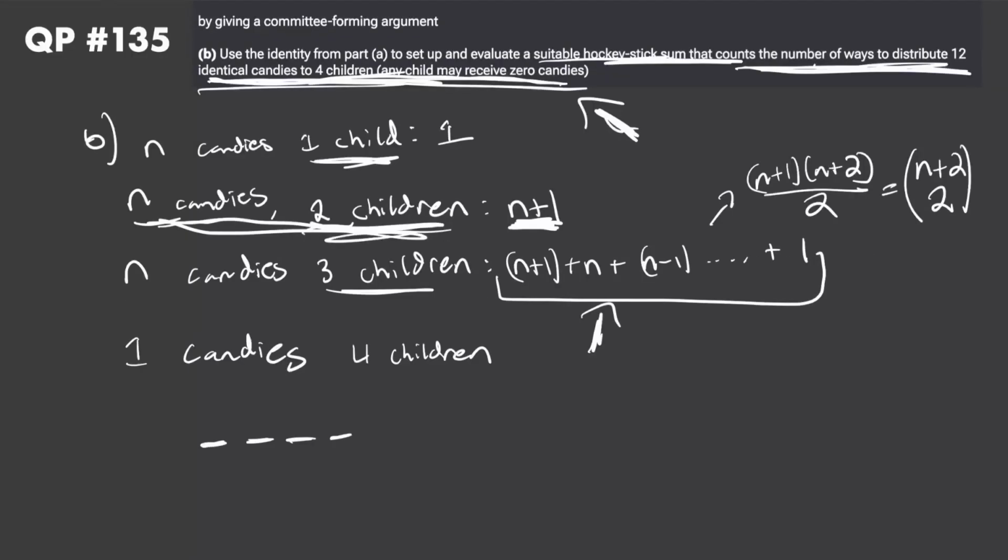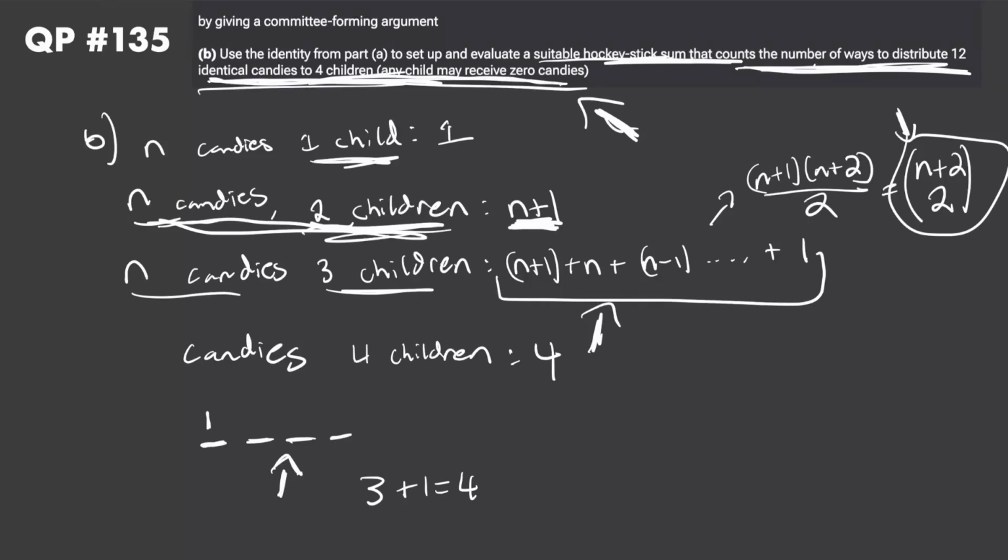So now 1 candy and 4 children, I can just use the same strat that I've been doing. If I give the first child 0 candies, well, then I'm going to have 1 candy to distribute to 3 different children, which I can do in this many ways where n is equal to 1. So there's going to be 3 different ways that I can do that. If I do choose to give the child a candy, well, then I'm going to have 0 candies to distribute to 3 children. If I plug in a 0 here, I get 2 choose 2, which is 1. So when I add on 1, I get 4. So for my first one, I have 4.